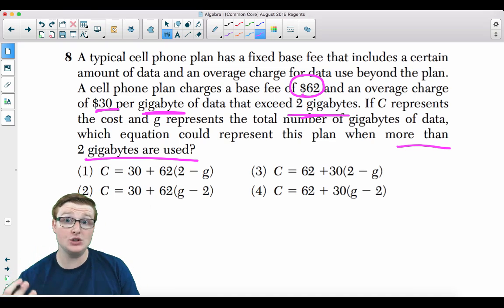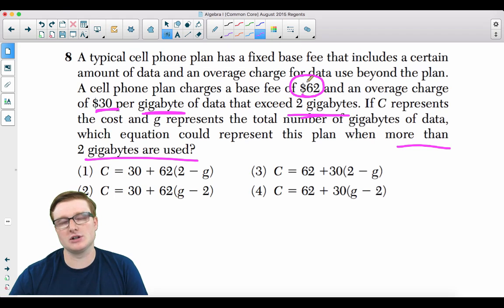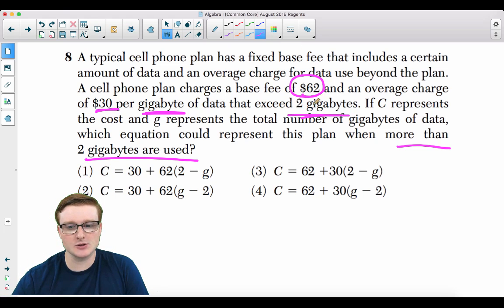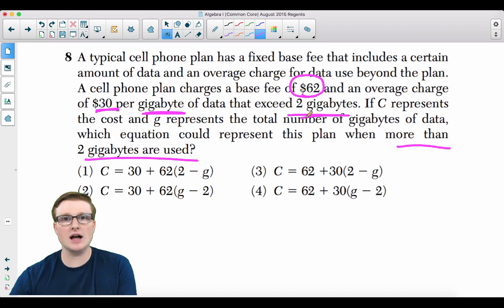And if you go above 2 gigabytes, then they start to charge you money. Well, the base fee, I want to talk about this first. The base fee is $62. So that means that $62 is your constant number. Why is choice 1 and 2 being multiplied by 62? That makes no sense. It has to be a standalone number. That is your base fee.